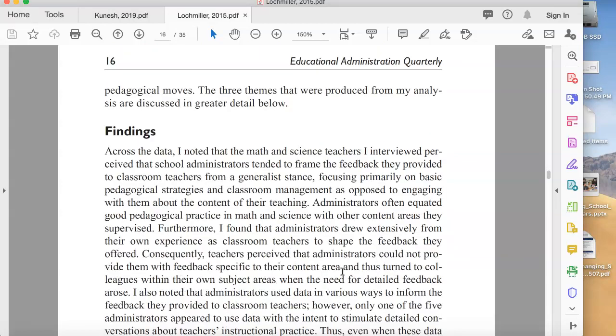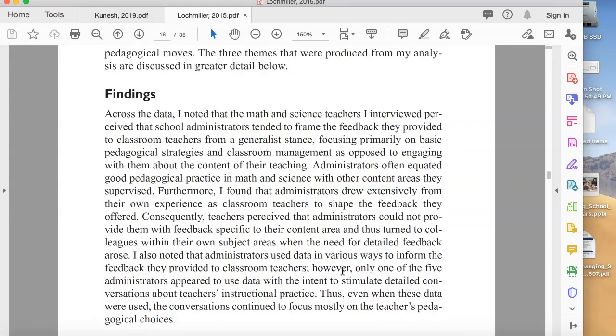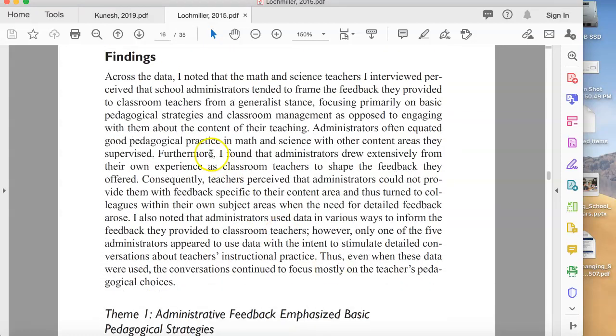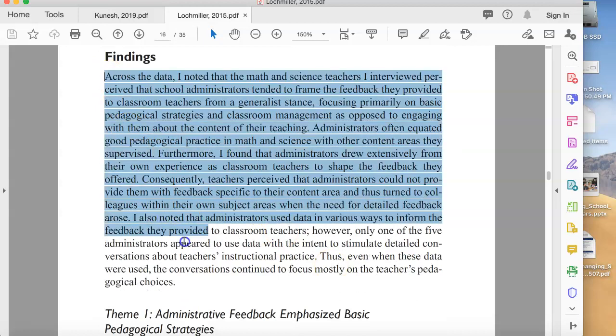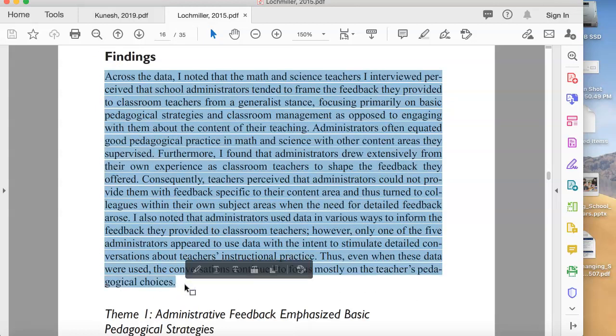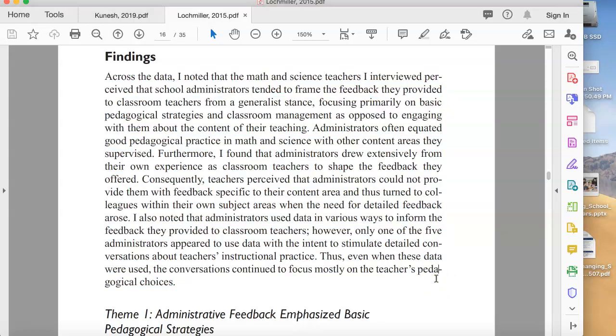And then we get to the findings. This is where he's going to tell us, well, what did I learn? So he gives this nice little summary of the findings, and then he digs in deep. This is where I decide how important this article is, based on my reading so far, for my own reading.